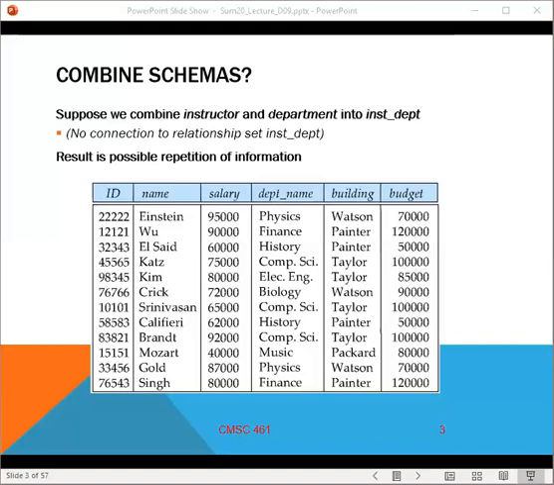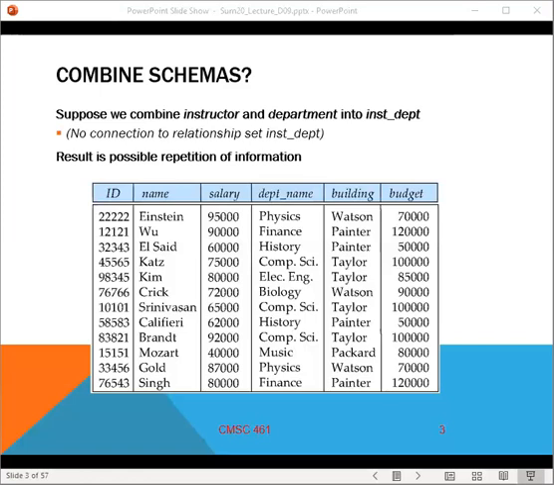What are some of the problems? Well, there's duplicate data. The department data is duplicated for every instructor in that department. We also have modification anomalies. Let's say Mozart leaves and takes a job at another university. If we delete the Mozart record, we lose all the information about the music department as well. And we may not want that. We may plan to hire someone else.